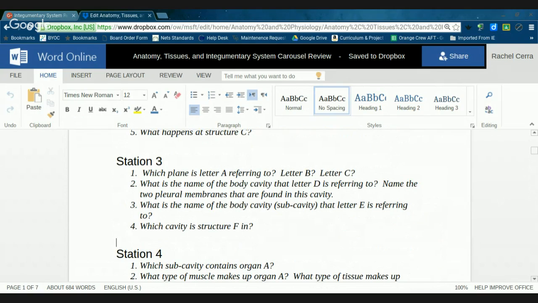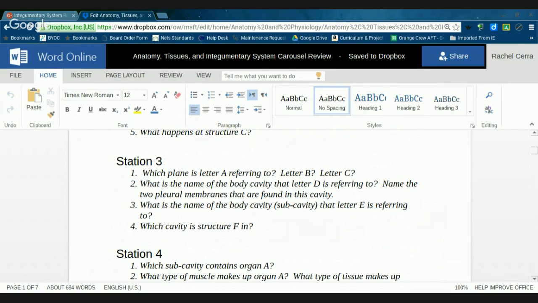Number 3, what is the name of the body cavity that letter E is referring to? And it's specifically a subcavity. That would be your pericardial cavity or your pericardium. And then what cavity is structure F in? Right. That would be your abdominopelvic cavity.